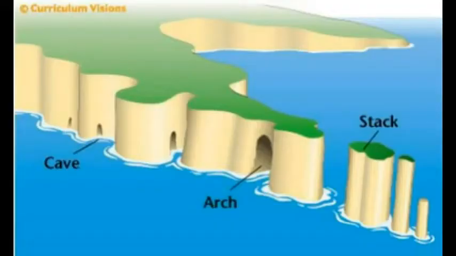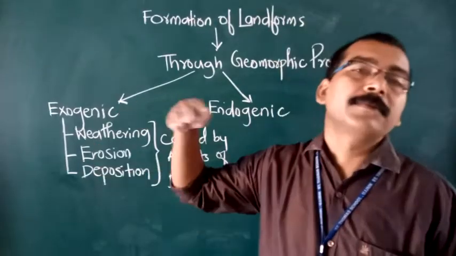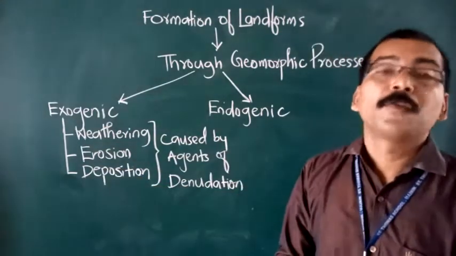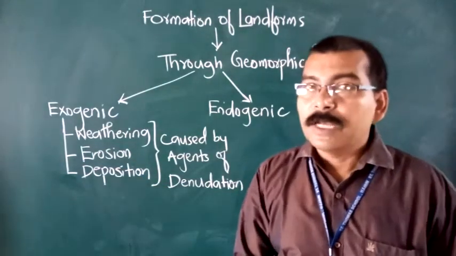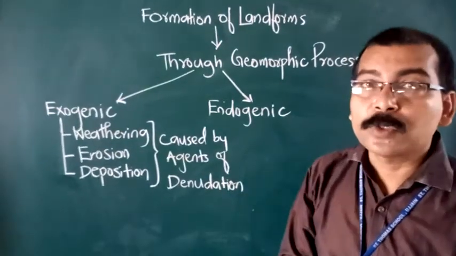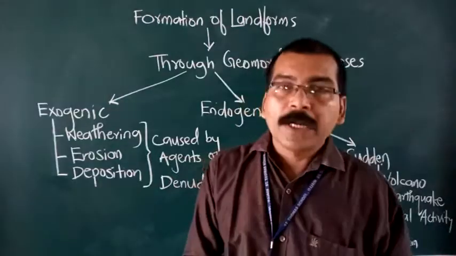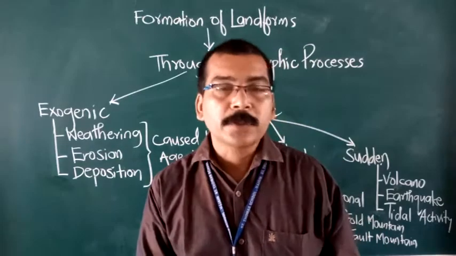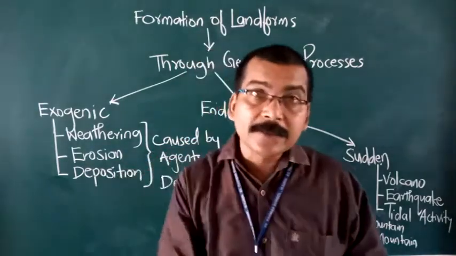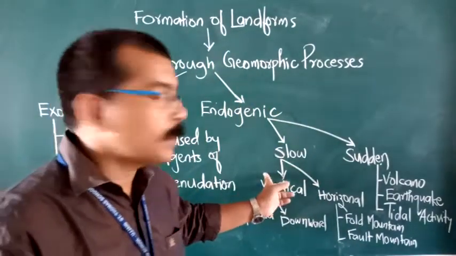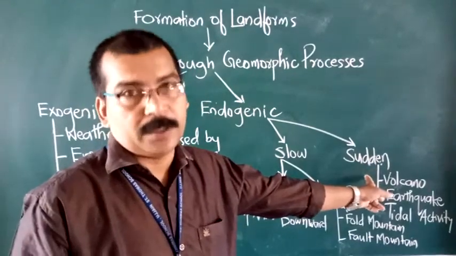Because of these agents of denudation, weathering may happen, erosion may happen, deposition may happen. These all caused the formation of new landforms. These all are the examples of exogenic process. Already we have seen that endogenic process are the process that are happening inside the earth. They are of two types: slow process and sudden process.